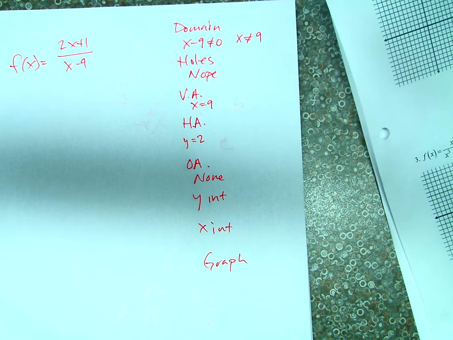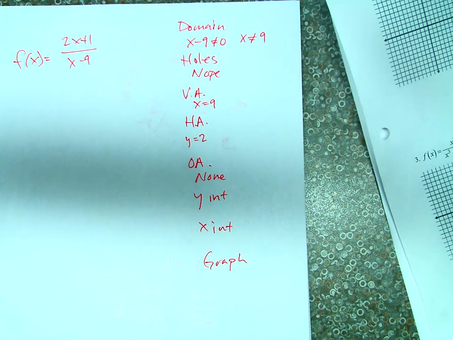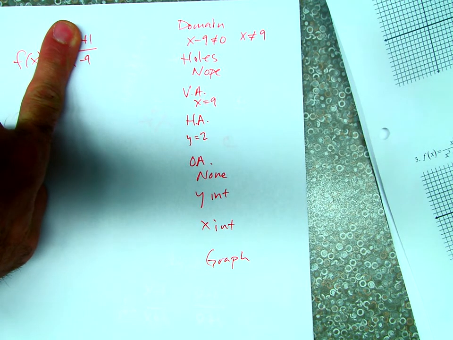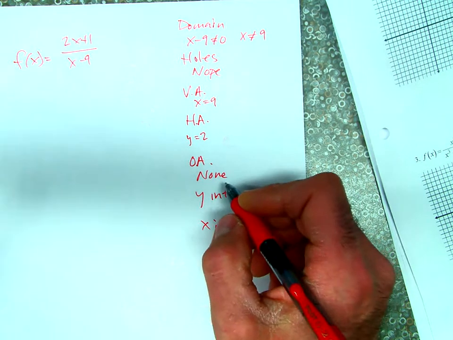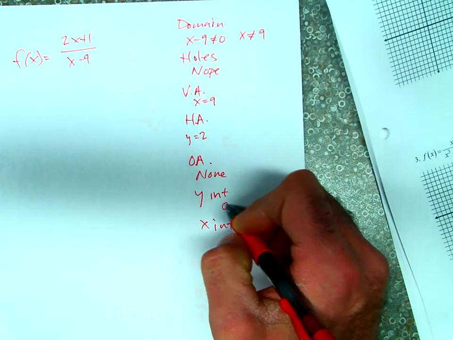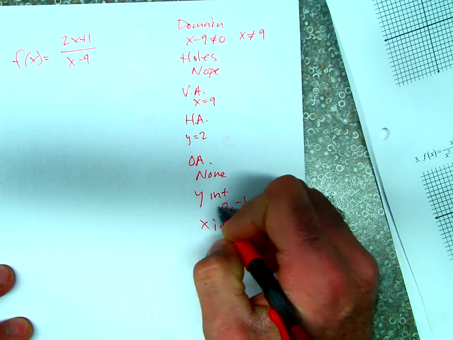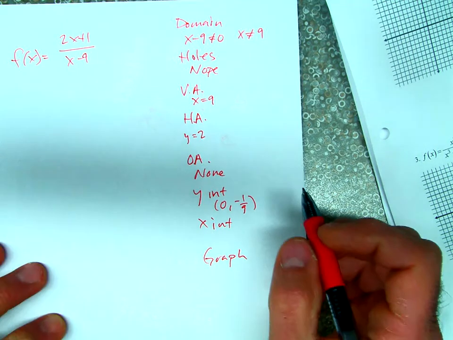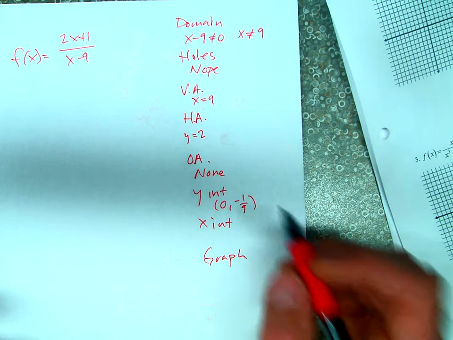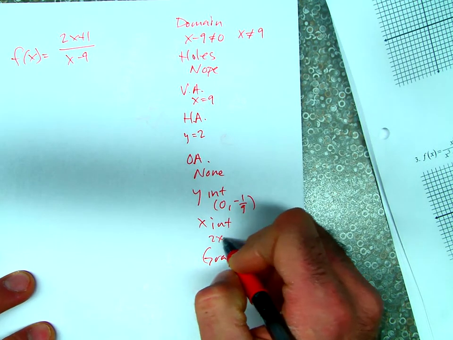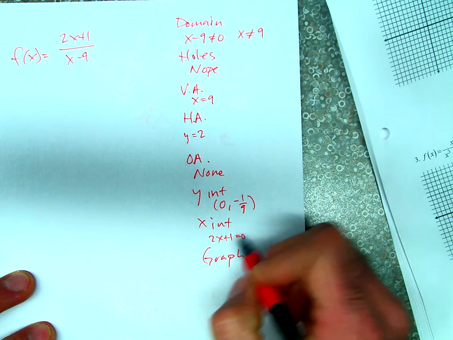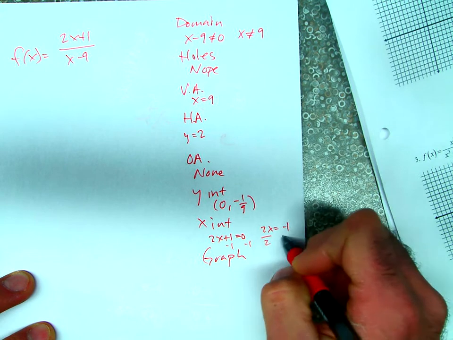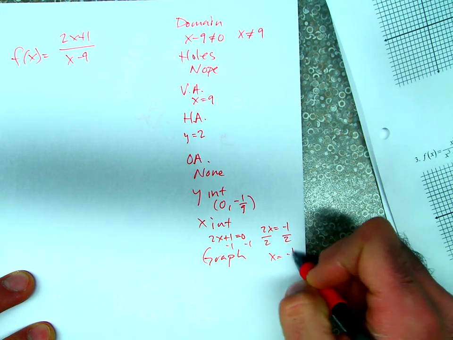Okay. Now for the y-intercept. Y-intercept is really easy, right? There's the y-intercept. Negative 1/9. Right? And it needs to be written as an ordered pair. 0, negative 1/9. The x-intercept. How do I find the x-intercept? That's how we found the y-intercept. So numerator equal to 0. So 2x plus 1 equals 0. Minus 1. 2x equals negative 1. Divide by 2. X equals negative 1/2.